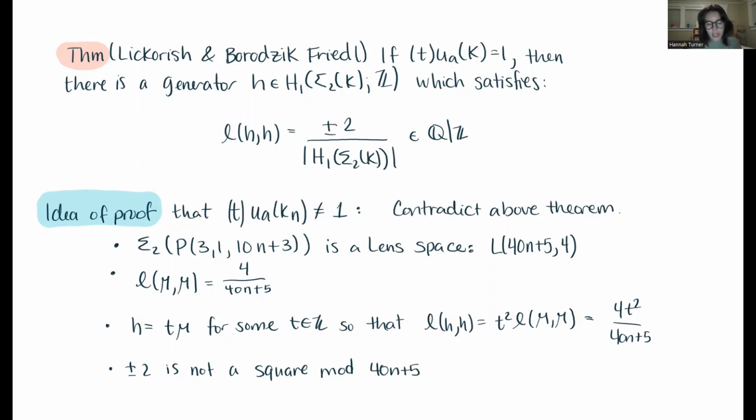And I'm sorry, I should say that I have some typos on this page. It should be 40n plus 15 everywhere, not 40n plus 5. Okay, so that shows that the algebraic untwisting number is not 1, so it should be 2, and the untwisting number should be 2, while we showed that the Surrey description number was 1.